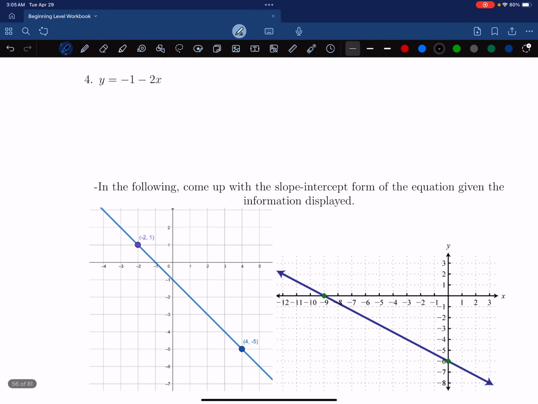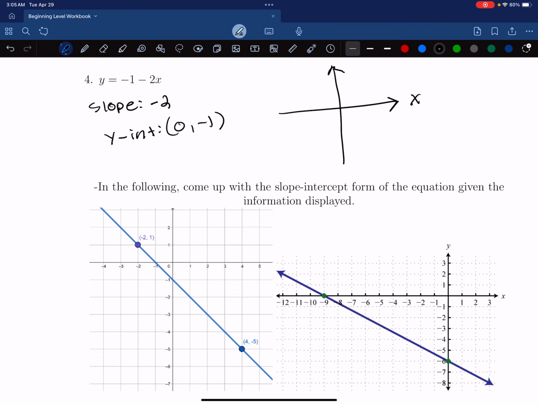Looking at example 4, our slope, we have to be careful with this one. Our slope is -2 because this -2 is being multiplied by x. And then our y-intercept is going to be 0, -1. Let's sketch out this axis here. So we got x, y.